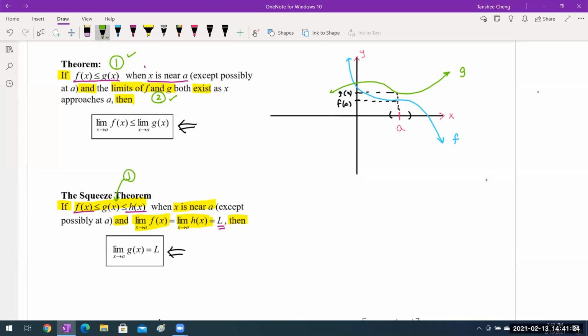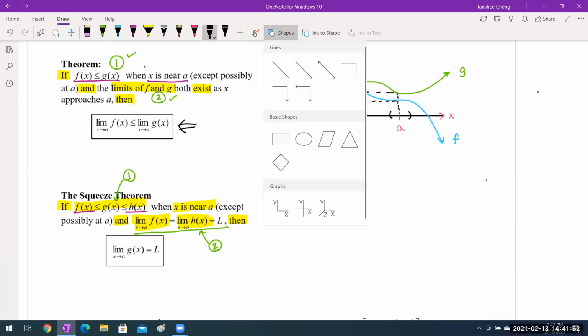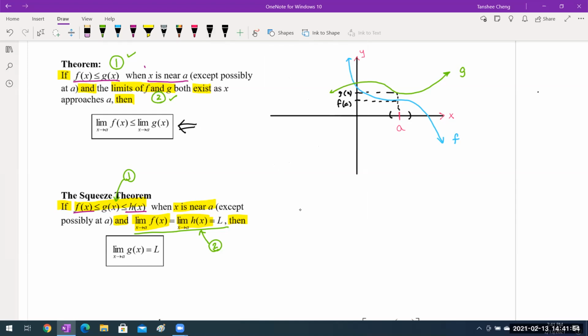And then second, which is this entire part right here: the limit of the lower bound function and the limit of the upper bound function must be the same limit. Then the limit of the function in the middle has to be the same limit as the other two. There's no other choice. So what does it look like graphically in this case? It's something like this.